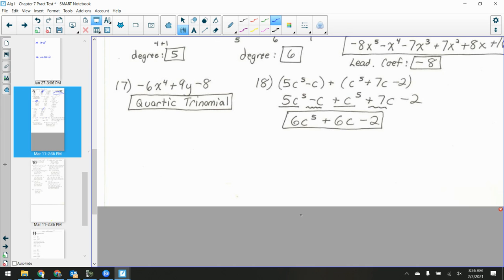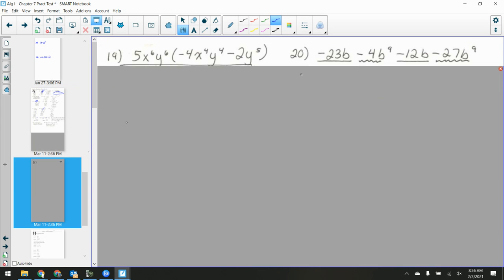Okay, here is 19 and 20. Now here's when we start to multiply. Number 19. Joey, what'd you get for 19? Negative 30x times 16y to the 21st power.